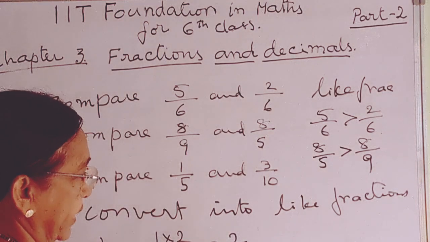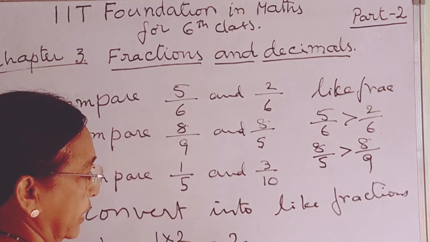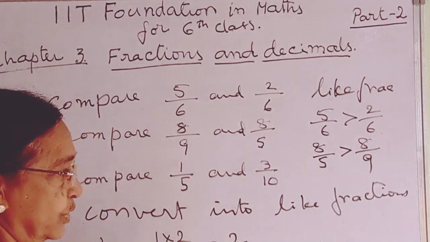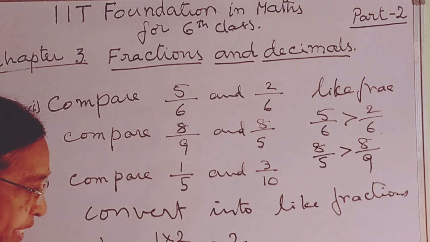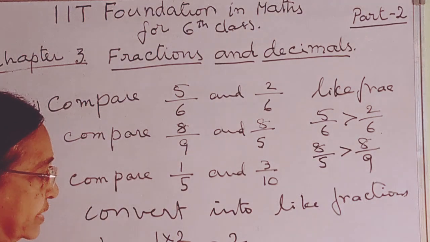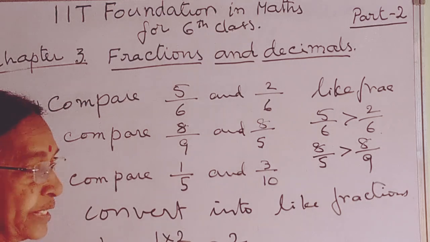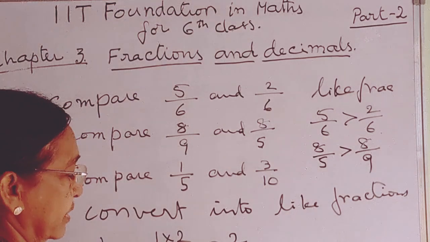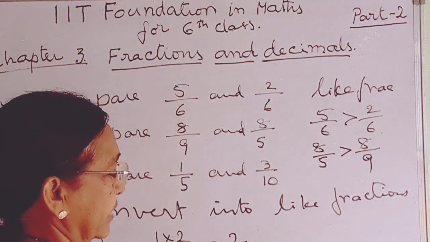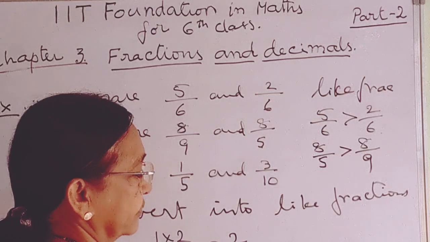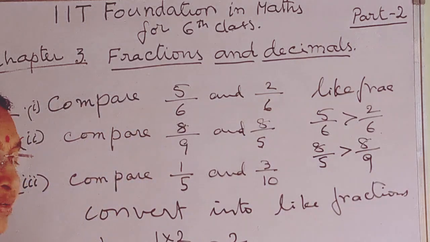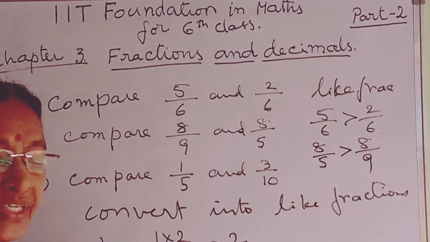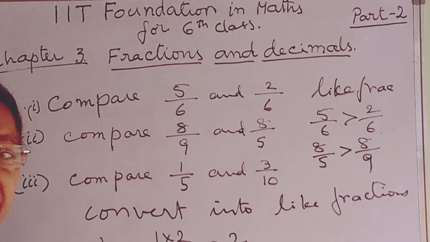Therefore, 2 by 10 and 3 by 10. These are the two fractions to be compared. These two are like fractions, and among the like fractions the one whose numerator is greater is the greater fraction. Therefore, 3 by 10 is greater than 2 by 10. Thus, we can compare the fractions in these three different ways.